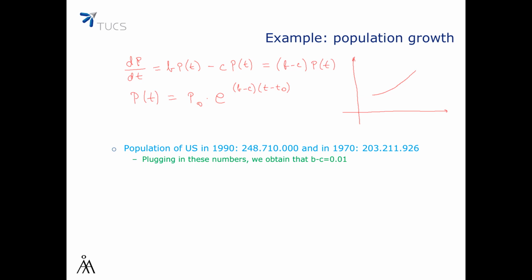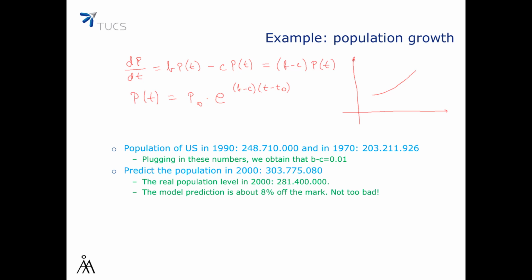To verify the model, we can now calculate what the model predicts for the population level in different years and compare it to the census values. So we can predict the population in 2000, and the model gives a value of about 303 million. And in fact, the real population level in 2000 was something like 281 million. And so the model prediction is about 8% off the mark, which is not too bad.